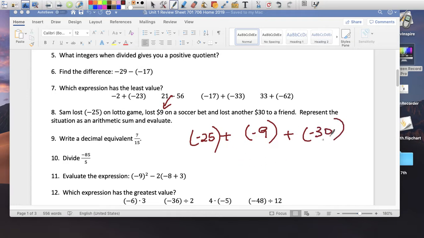Lost 3 times. So we represent the situation as an arithmetic sum, and now we're going to find the value. So if you lose all that money throughout the day, how much would it be in total? Well, you can add these two, negative 34, so the total should be negative 64.